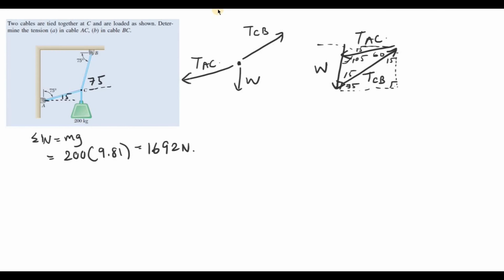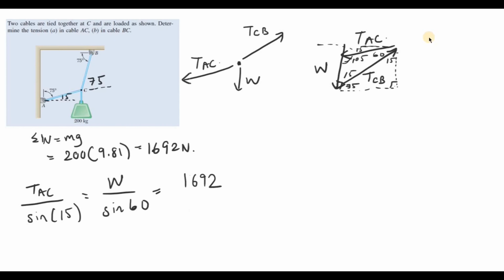We can use the law of sines. We know that tension AC over sine of 15 has to equal the weight over sine of 60. We know that the weight is 1962 over sine of 60. If we solve for tension AC, we end up getting 586 newtons.